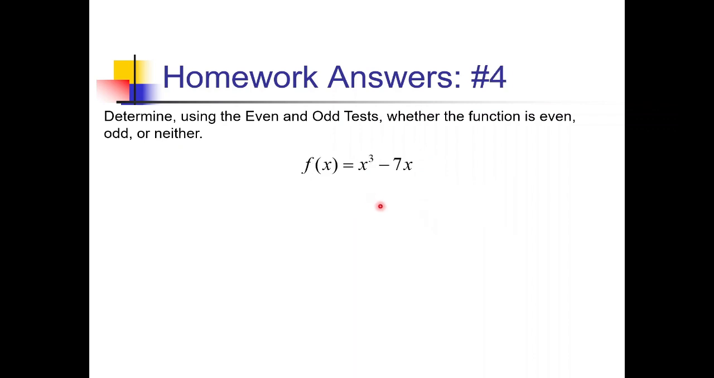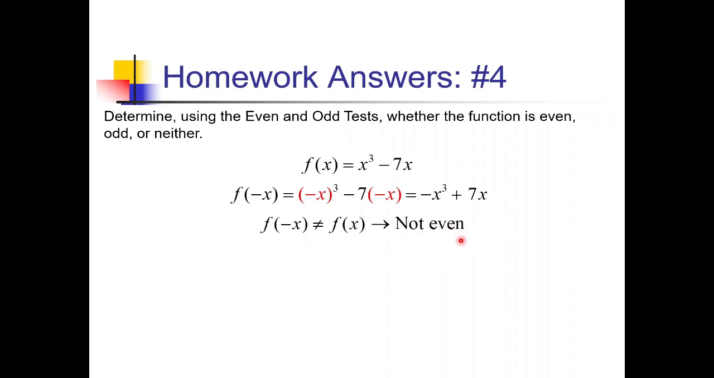For this problem, checking even and oddness, it looks like we have 3 and 1 for our exponents, so we expect that this is going to test positive for oddness, but let's just do all our tests to be sure. So first off, we're going to calculate f of negative x, and while we're doing that, we can check to see if it's even or not. So f of negative x, that's negative x cubed minus 7 times negative x. That becomes a negative x cubed in front, and then this becomes a positive 7x. Since f of negative x here and f of x don't match, this proves, which we kind of already knew, that this is not an even function.